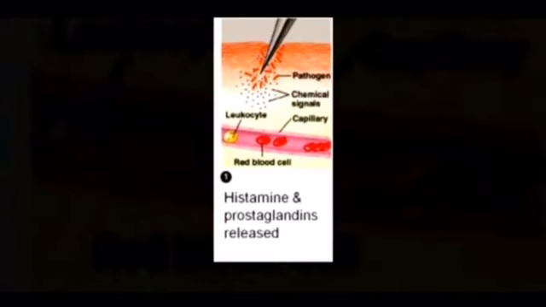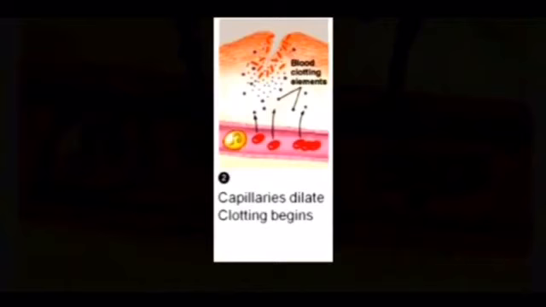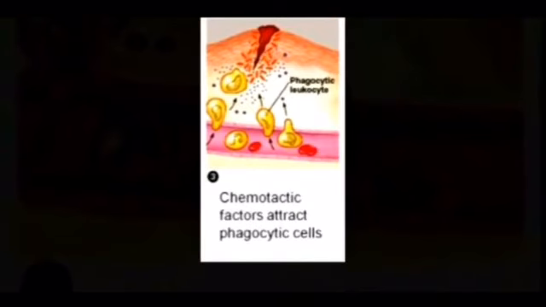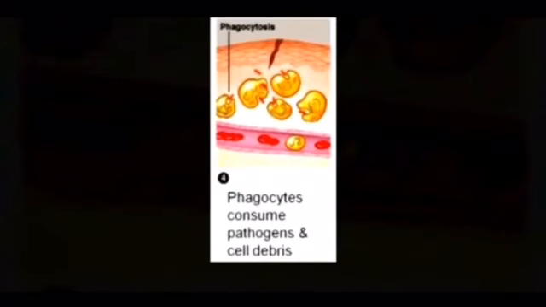The damaged tissue releases histamine. Histamine will stimulate an immediate inflammatory response. Histamine will cause the blood capillaries to expand for more blood to flow to the infected area. The blood clotting mechanism is triggered. The phagocytes carry out phagocytosis.